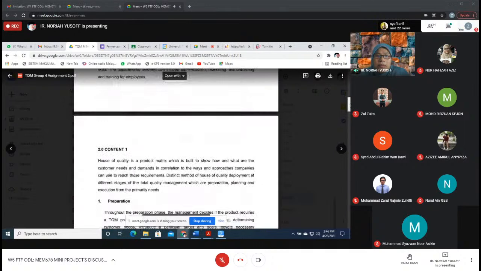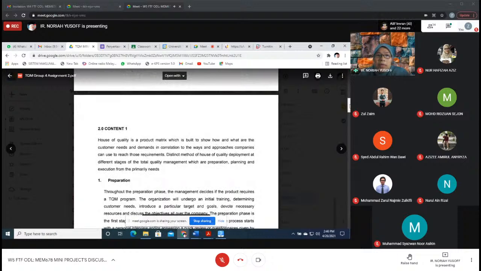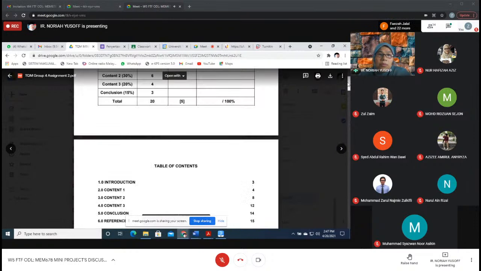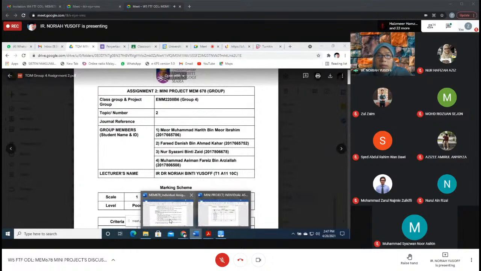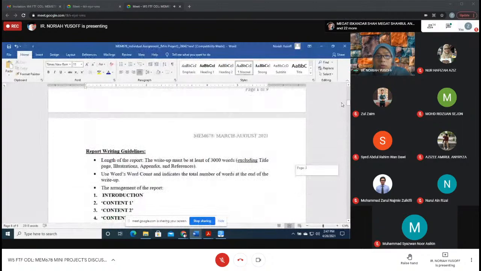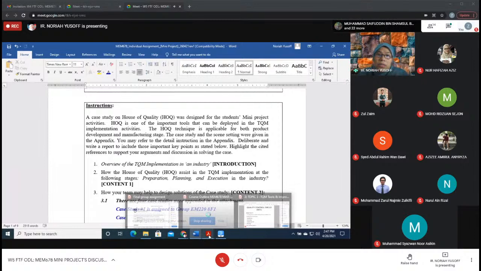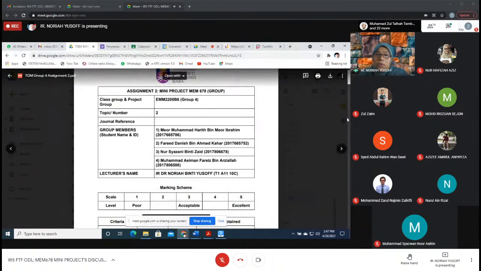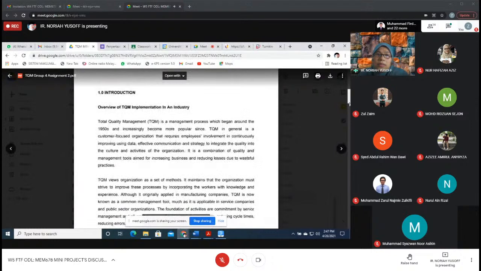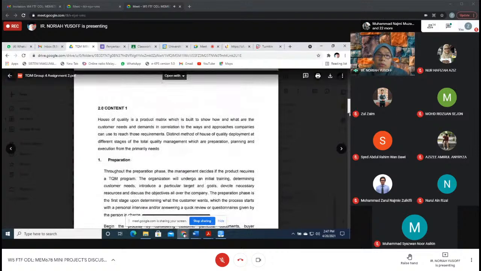So content number one. So they explain about the. Sepatutnya content number one about what? Dia tengok balik ya instruction saya. Content number one must include the introduction. Okay, content number two must discuss about the HOQ. So kita tengok contoh yang budak ni buat. Discuss on the HOQ. So, kalau you tengok kat sini, the report is actually discussing about the house of quality. So content number one, the HOQ is a product matrix, blah blah blah, dia cerita. So you buat macam ni sama.